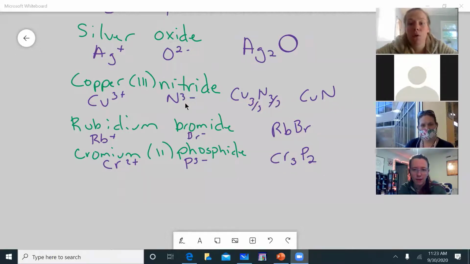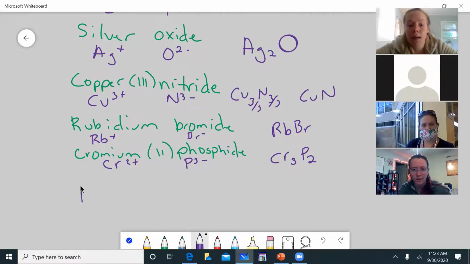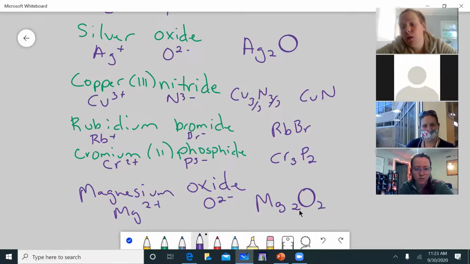Another example is, let's look at magnesium oxide. This thing is Mg with a 2 plus and O with a 2 minus. So when I flip-flop, I get Mg2O2. But because those are both 2, I can divide them out by 2, and the lowest reduction will be MgO.